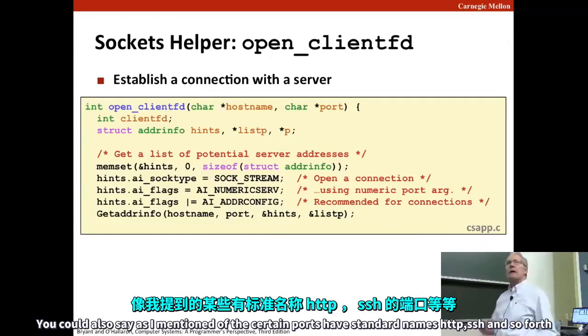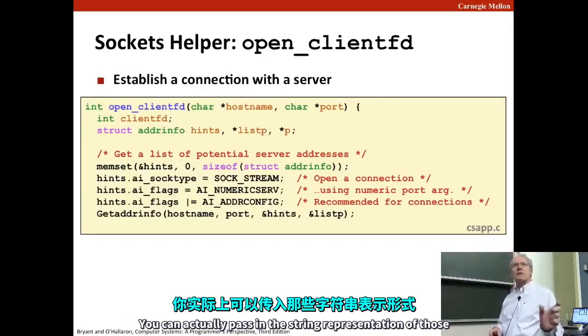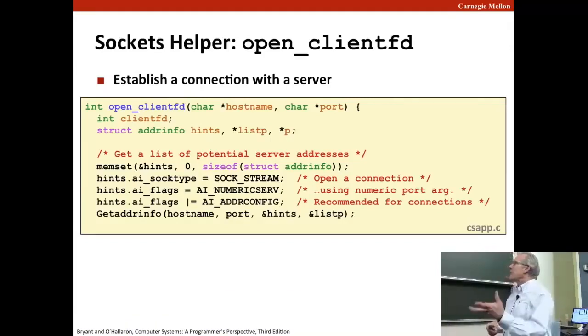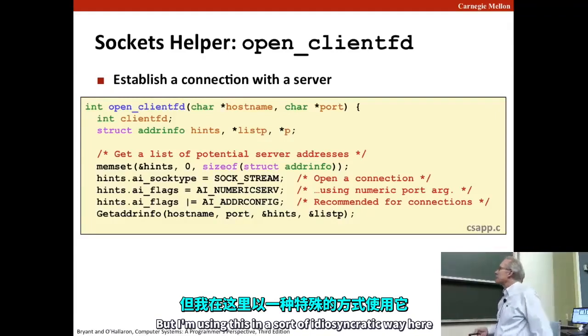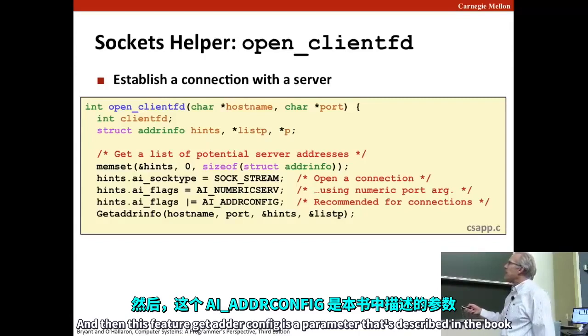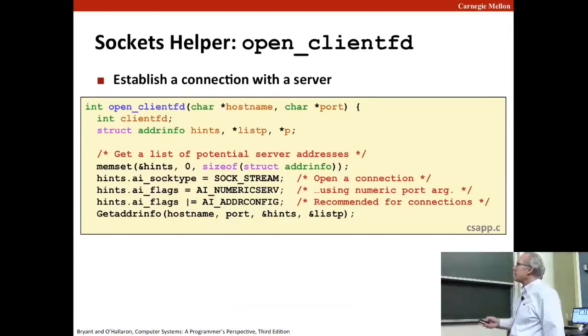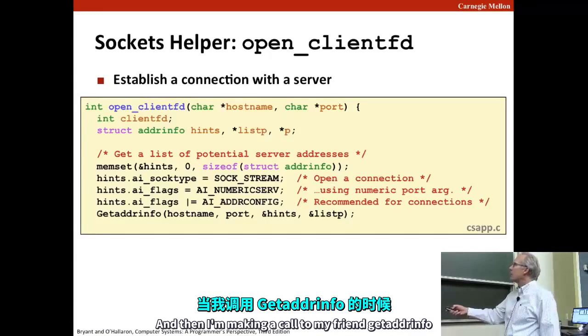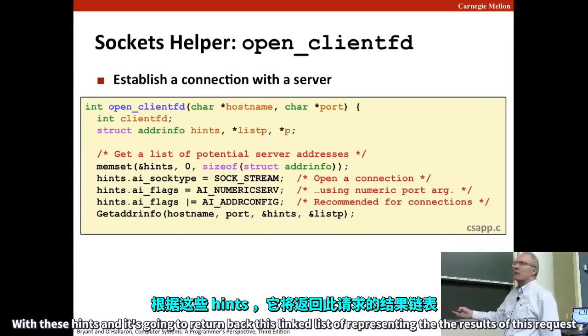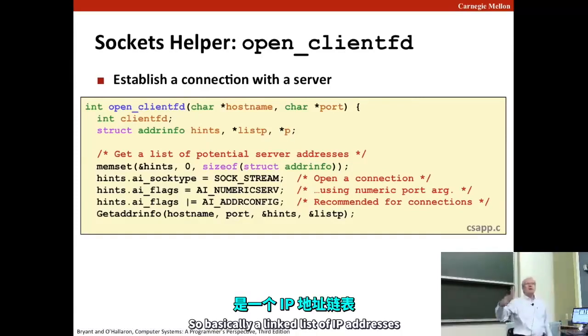You could also say, as I mentioned, certain ports have standard names, HTTP, SSH, and so forth, and you can actually pass in the string representation of those. But I'm using this in a sort of idiosyncratic way here. And then this feature, ai_flags, is a parameter that's described in the book, and they say it's a good idea to use it. And then I'm making a call to my friend getaddrinfo with these hints, and it's going to return this linked list representing the results of this request. So basically a linked list of IP addresses.